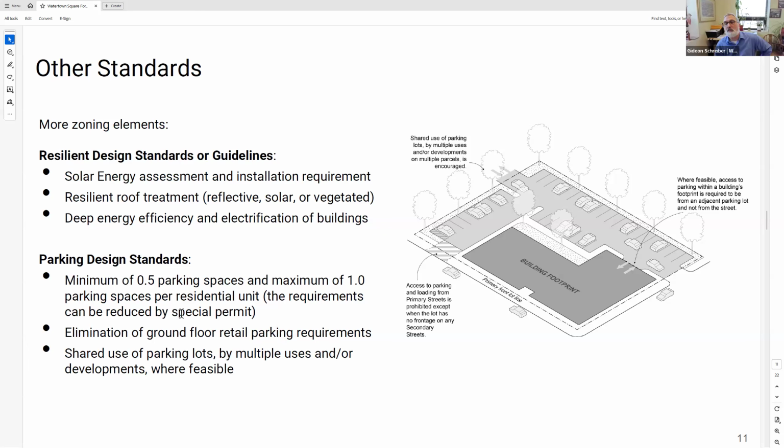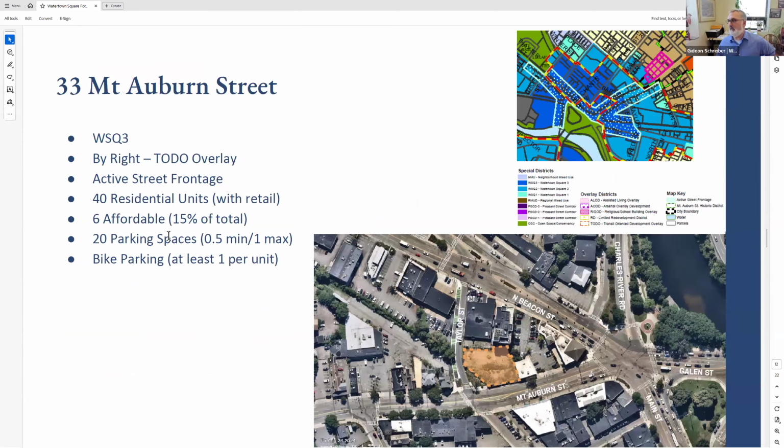We are still looking at ground floor retail parking and how we address that longer term with public and shared parking spaces. So I'm going to jump into one of our projects, which is in the heart of Watertown Square. It's not quite a triangle, but it's a very awkward site. I don't know what shape that would be. It's not a parallelogram. There's a triangle.